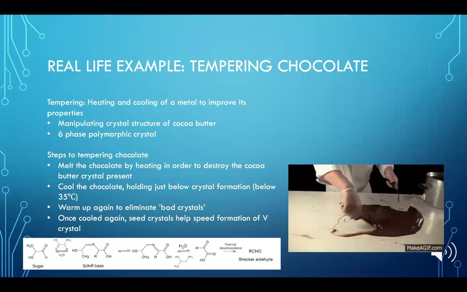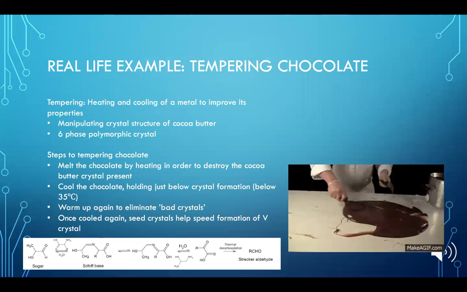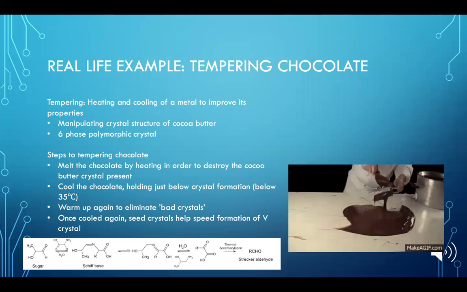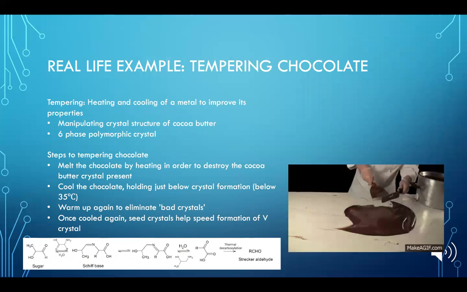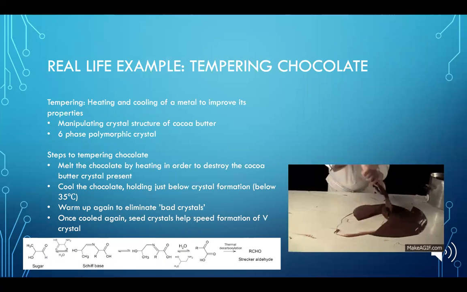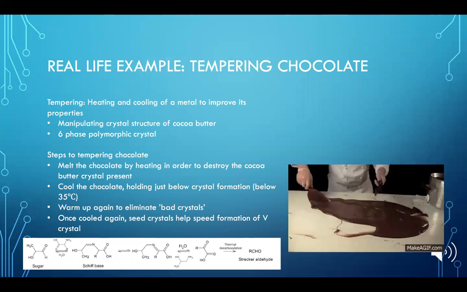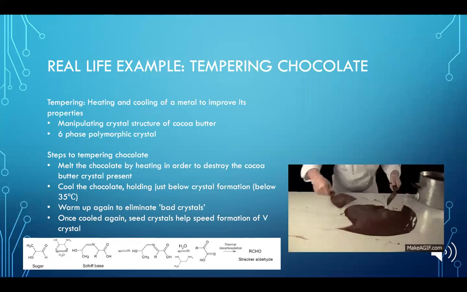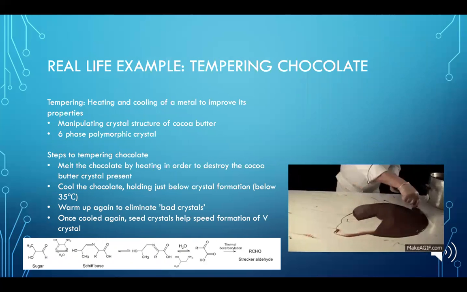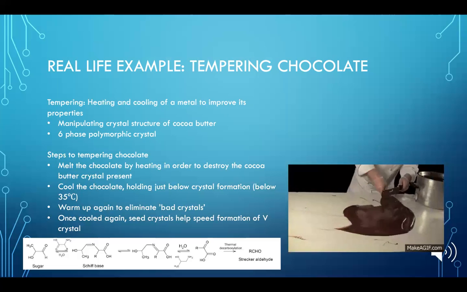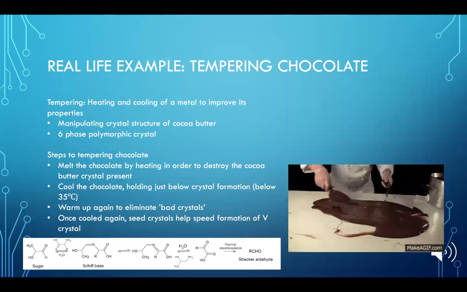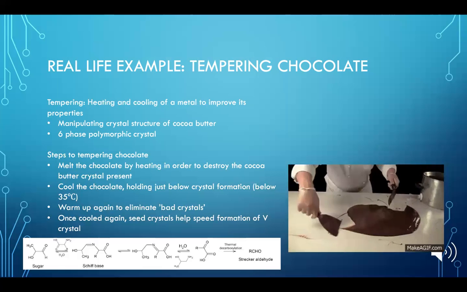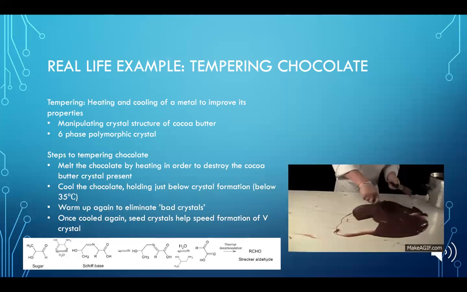The real-life example I will use is tempering chocolate. Tempering refers to the heating and cooling of a material to improve its properties such as consistency, durability, or hardness. Tempering involves manipulating the crystal structure of cacao butter in its 6 polymorphic crystals. When chocolate turns to liquid, there are no crystal structures present, and the type 5 crystal structures are destabilized and detached from their bonds, making it the most ideal state.